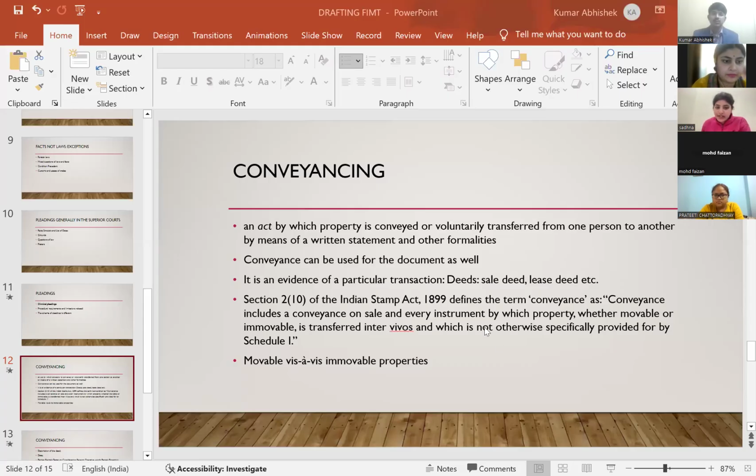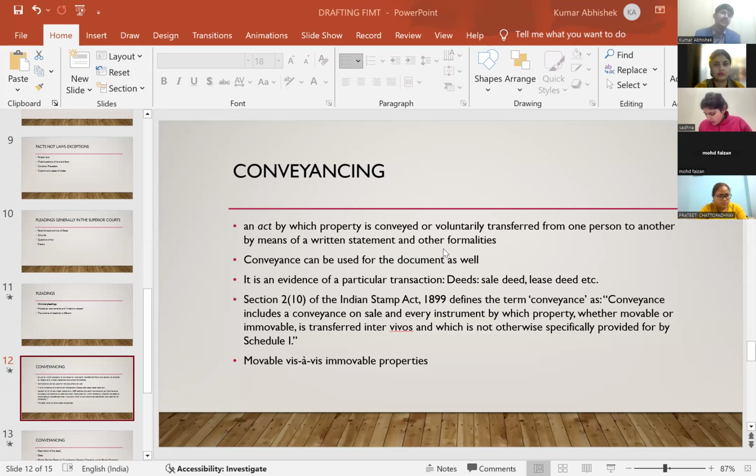Yes, sir. So simply stating, conveyancing is an act by which a property is conveyed or voluntarily transferred from one person to another person by means of a written statement or other formalities. So when you say conveyancing, it's a process of transferring property from one person to another. It can be both movable property as well as immovable property. As I told you, conveyance is used for the document as well as the process of transfer of that particular property. Then what is conveyance?